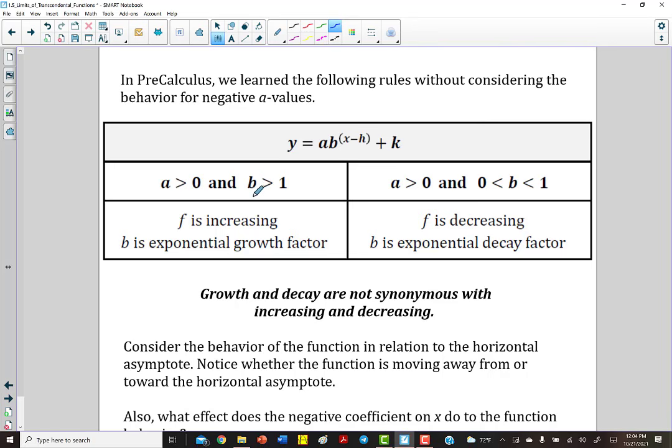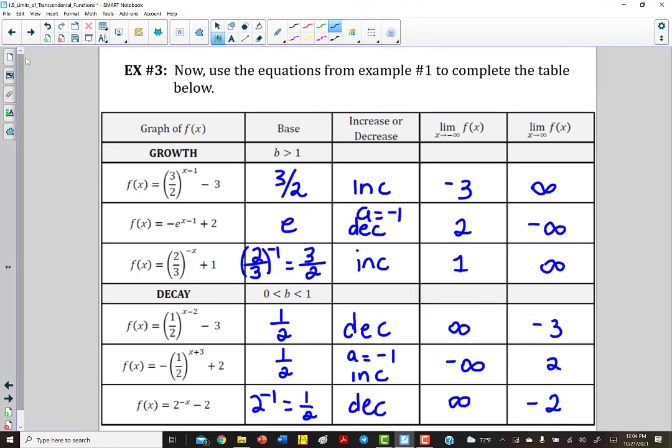If A is positive and B is greater than 1, then our function is increasing, and B is the exponential growth factor. If A is positive and B is between 0 and 1, then we have a decreasing function, and B is exponential decay. So like I said, these were the first 6 graphs we had, but in calculus we may need to be able to evaluate without a calculator. So knowing how to read the graph based on that standard form, y equals a times b to the x minus h power plus k.